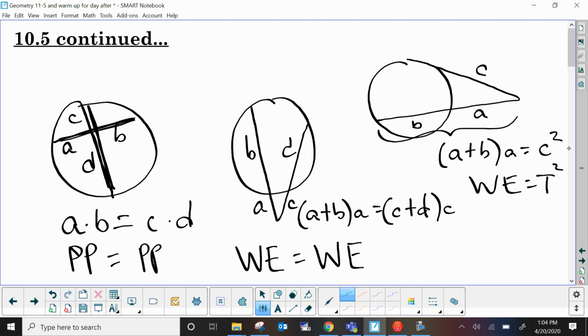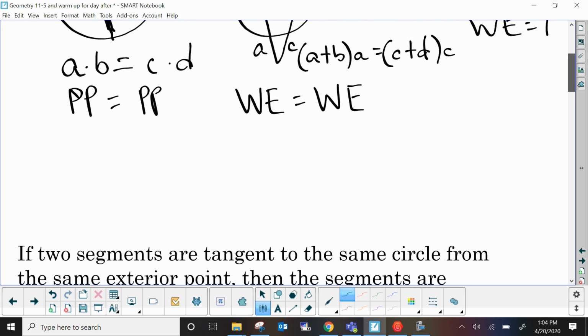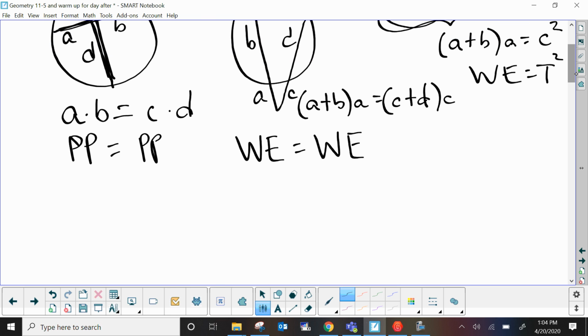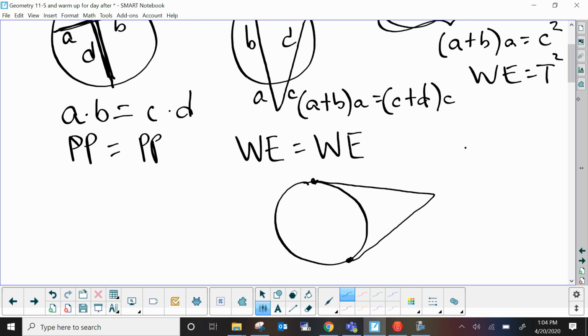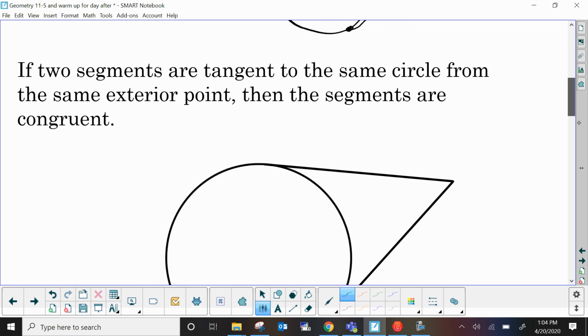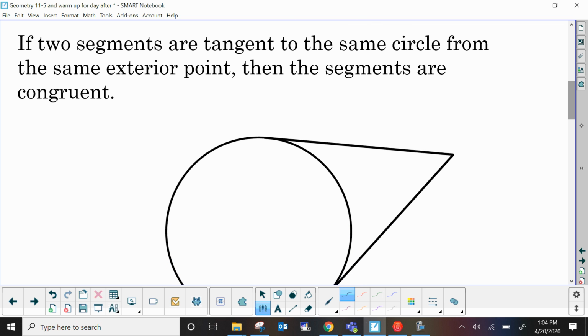All right, there's one more actually, and this next one we're going to talk about is when we have two tangents. When we have two tangents, that's going to intersect there, that's going to intersect there. If two segments are tangent to the same circle from the same exterior point, then the segments are congruent.